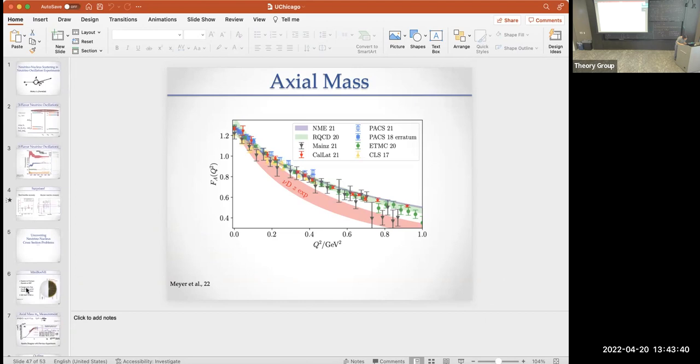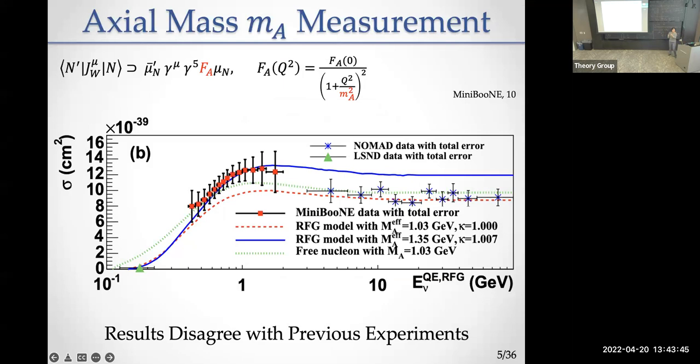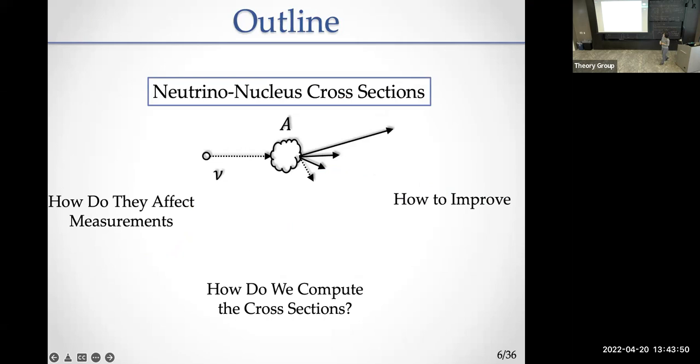Okay, but this really alerted everyone that there is a problem of neutrino nucleus scattering. So the outline for my talk would be three parts. First, I'll try to explain how cross-section calculations actually affect measurements. The reason I explain this is that what you intuitively imagine is kind of a little misleading. Then I'll briefly describe how we actually compute the cross-section and describe the current errors. And then I'll end on how we can improve the cross-section calculation.